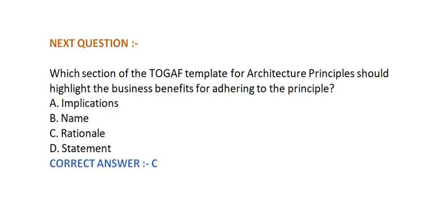Now moving to the next question. Which part of the TOGAF template for architecture principles should highlight the business benefits for adhering to the principle? Option A, implications. Option B, name. Option C, rationale. And option D, statement. And the correct answer is option C.